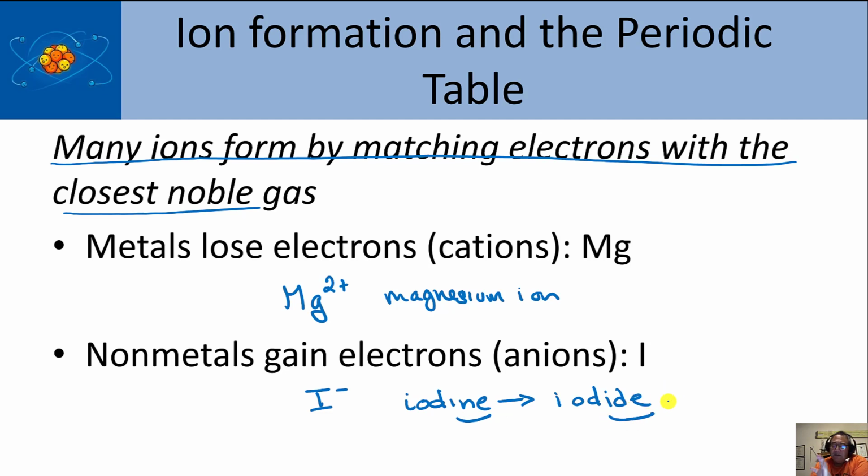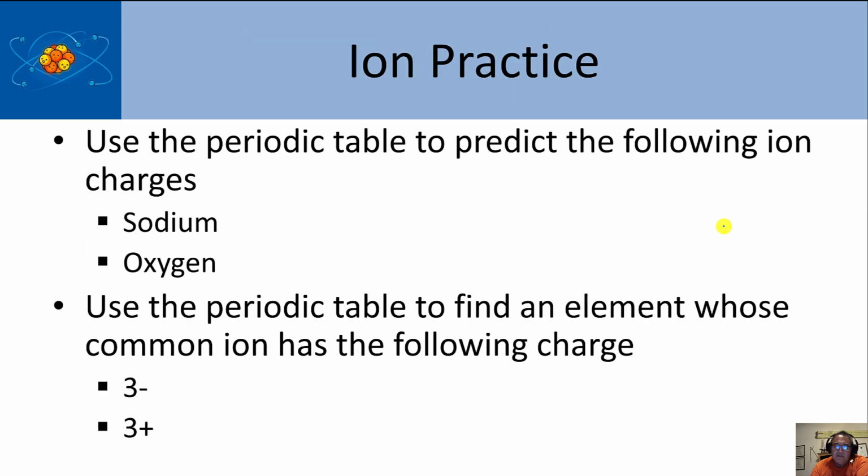So for the cations, we just say cation, but for the anions, we add the IDE suffix. And actually that's important because it helps us to designate whether it's a cation or anion, and when we do naming, it helps us to designate where the end of the name is, right? So we'll do some practice.